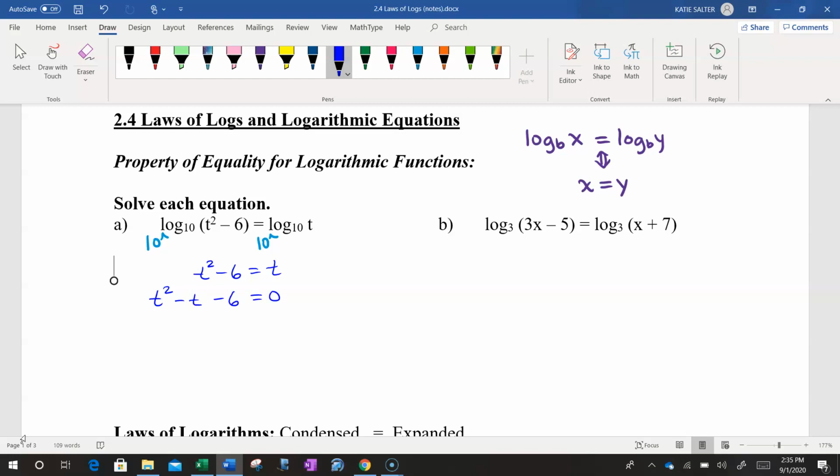This is an easy trinomial to factor. The two numbers that multiply to negative 6 and add to negative 1 would be positive 2 and negative 3. So our factors would be t plus 2 and t minus 3. We would then set each factor equal to 0 and solve. So we have t plus 2 equals 0, t minus 3 equals 0. So we have t is equal to negative 2, and t is equal to 3.